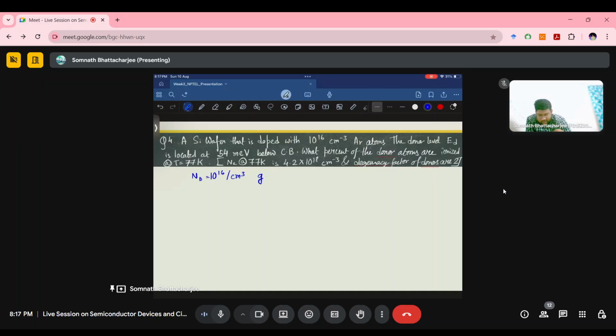And degeneracy factor G equals 2, and we have got NC at 77 Kelvin as 4.2 into 10 to the power 18 per centimeter cube. Apart from this, everything is there. The donor level is located 54 milli electron volts, that is 0.054 electron volts, below the CB, that is the conduction band. So we have got NC here. Try to solve this and get what percentage of the donor atoms are ionized.